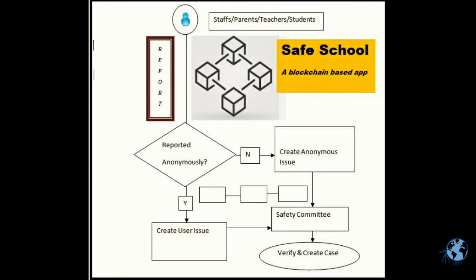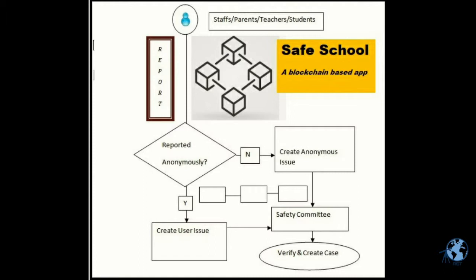So we have already created a business network and created a model file, modified it for our safe school demo. Now today we will create a smart contract using JavaScript. In a smart contract we will add the functionality of how the issue will be created.